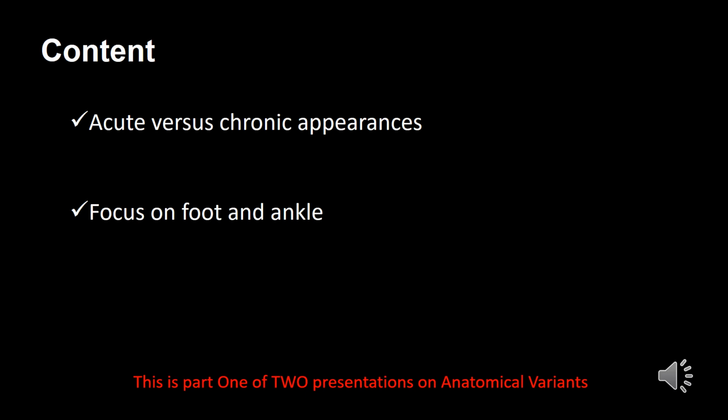Welcome to part one of two presentations about anatomical variants. Anatomical variants are very common, so it's important that we're able to distinguish these from pathology and particular fractures. So firstly, we'll take a look at acute versus chronic appearances, and then we will focus on the anatomical variants of the ankle and foot.